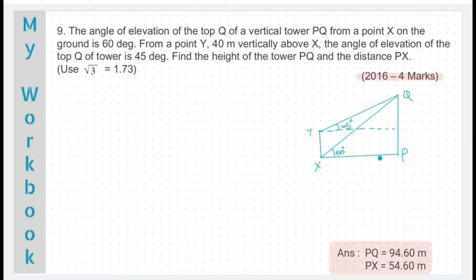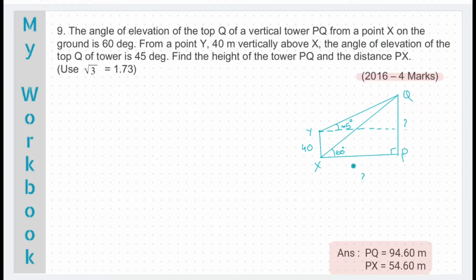So this will be the diagram. We have a tower PQ whose top is point Q. The angle of elevation of the top of the tower Q from a point X on the ground is 60 degrees. So this angle is 60 degrees. Now Y is the point vertically 40 meter above X. So XY is 40, and the angle of elevation of the top of the tower from this point Y is 45 degrees. So we have to find the height of the tower PQ and also this distance PX.